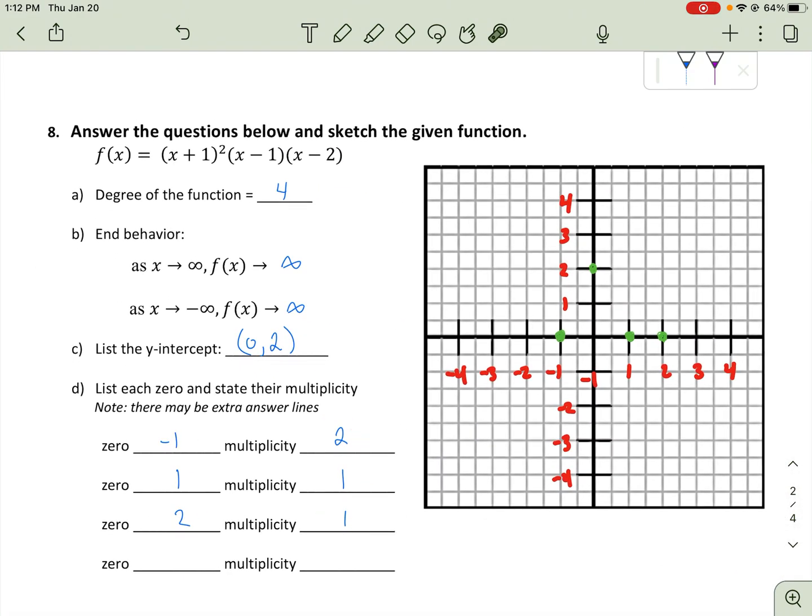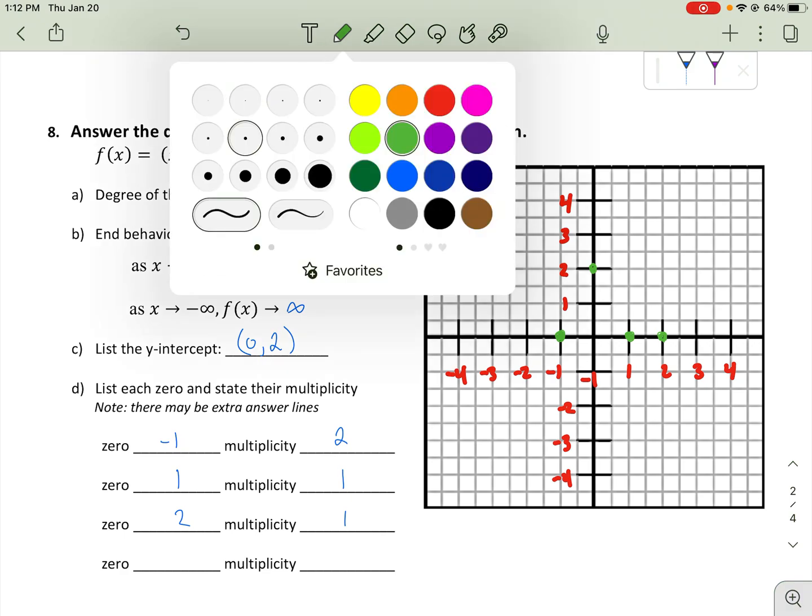And then remember, based on the multiplicity, if it's an even multiplicity, the graph bounces off the x-axis at this zero and turns around. At these zeros, since the multiplicities are odd, the graph's going to pass through. So this graph is going to look roughly like this.